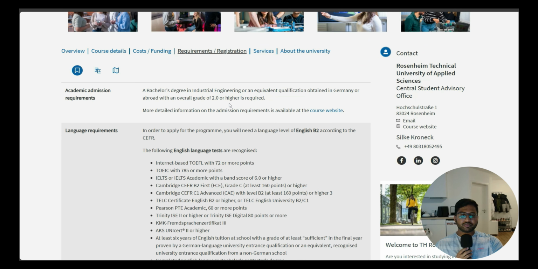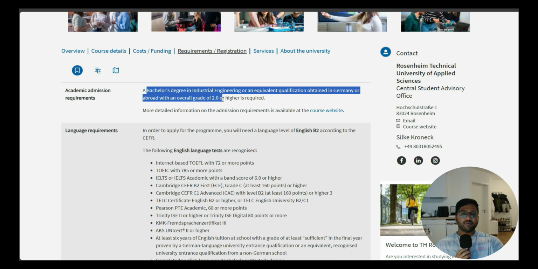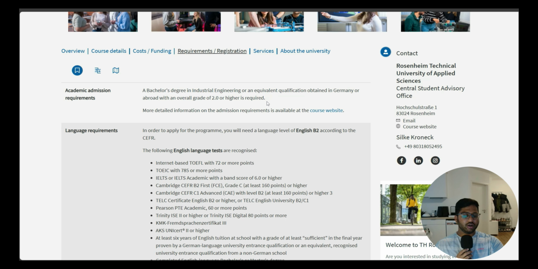Admission requirements. In order to get into this particular Technical University of Rosenheim, what are the things that you need to possess in order to get admission? A bachelor degree in industrial engineering, or an equivalent qualification obtained in Germany or abroad, with a grade of 2 or higher is required. So this usually 2 means you need to have a bigger requirement.